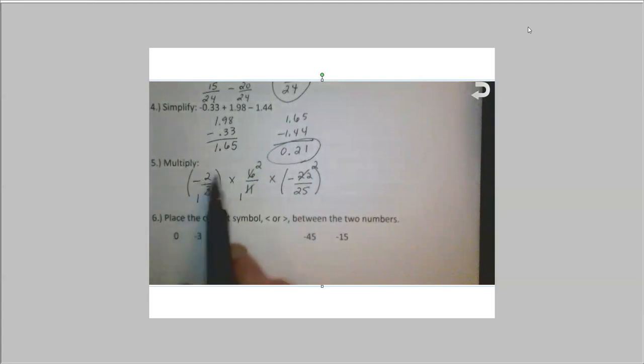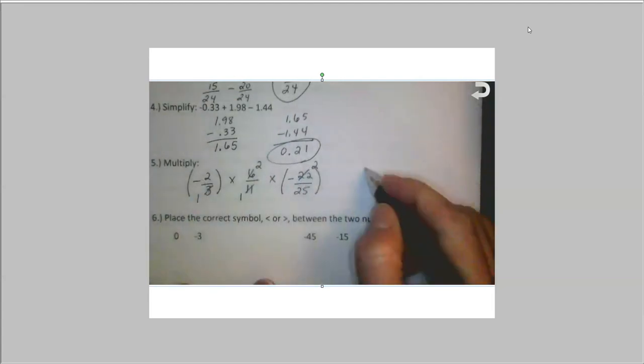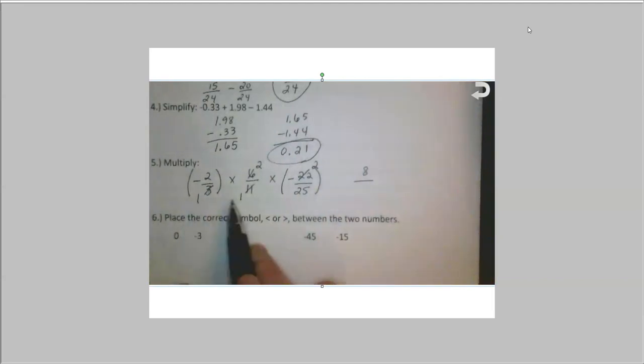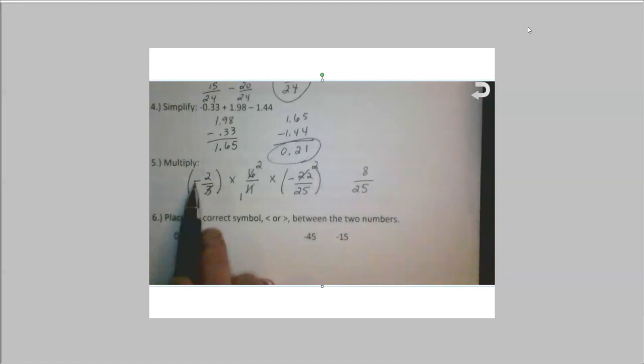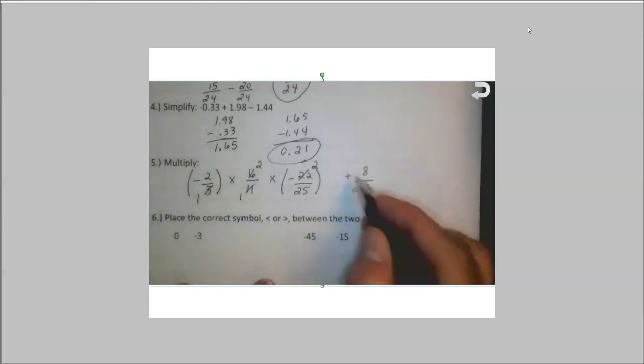So I've got 2 times 2 times 2, which is 8. Okay, 1 times 1 times 25 is 25. Notice I had a negative and a negative. When you multiply 2 negatives together, that makes a positive.